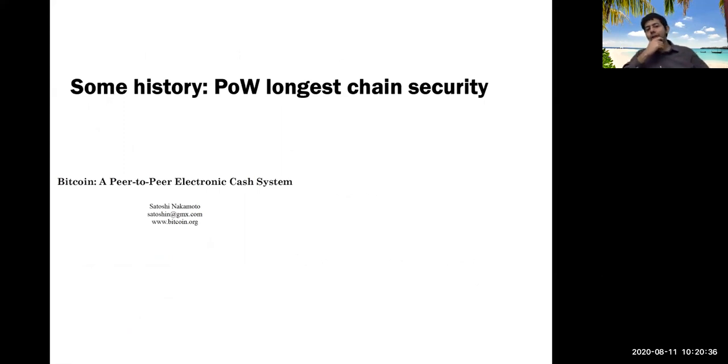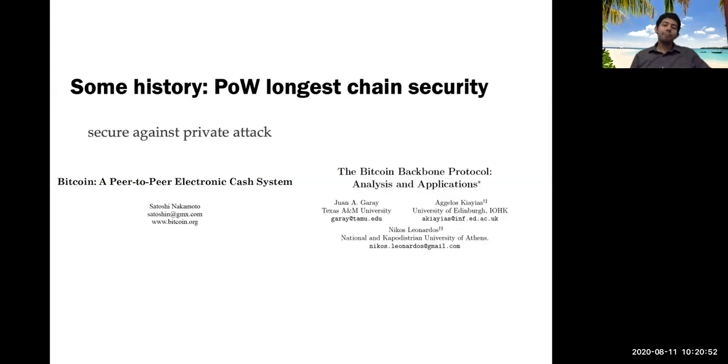Let's just look at, because I said Satoshi Nakamoto already did some security analysis in the original paper. And what he really showed is Bitcoin is secure against the private attack. A private attack is you grow a chain in private and then try to outrun. But the Bitcoin Backbone Protocol, Juan Garay et al., showed that the proof of work longest chain protocol is secured against the entire space of attacks, which we defined in the last slide.